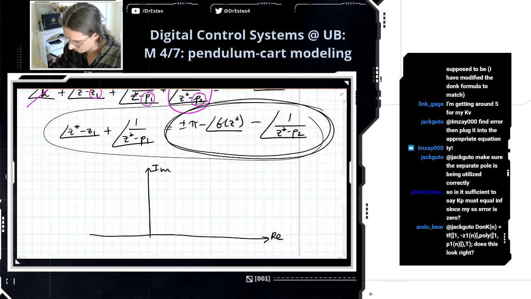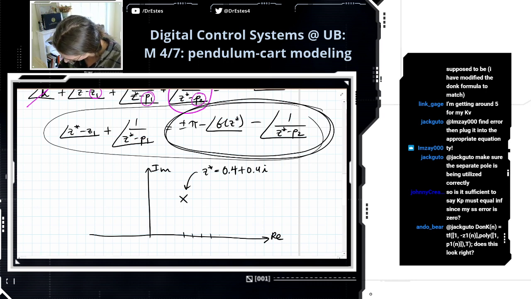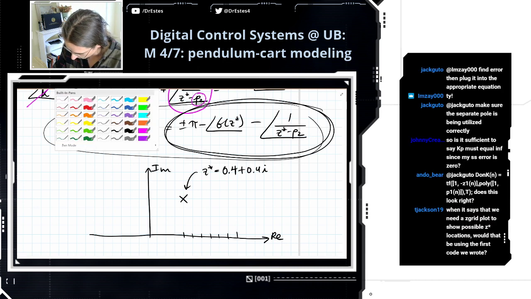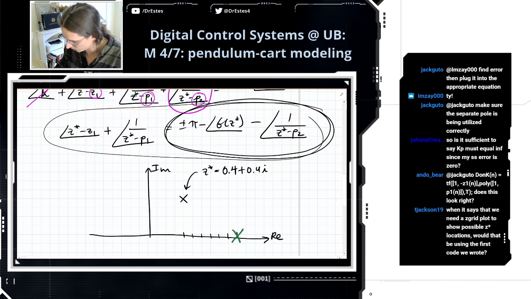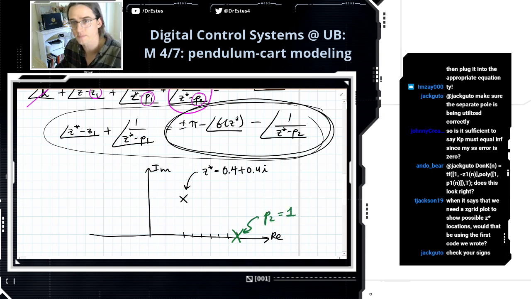And I'm going to make up a Z star just for the sake of this. This is going to be my hypothetical desired pole, and I'm just drawing the positive conjugate. So if this is 0.4, 5, 6, 7, 8, 9, 10. I'm going to do this in green. I'm going to have an open loop pole from P2. So P2 is equal to 1.